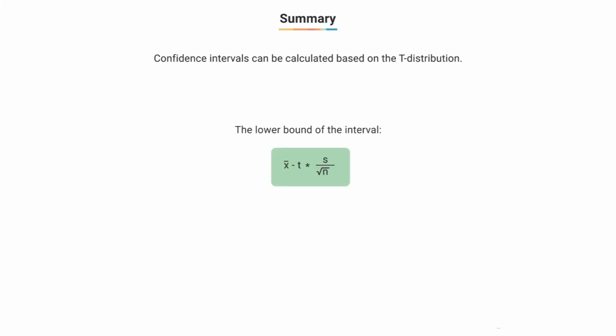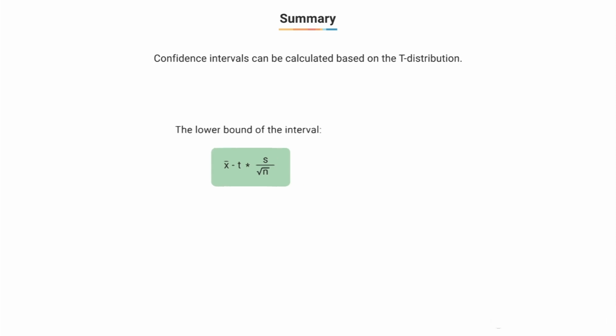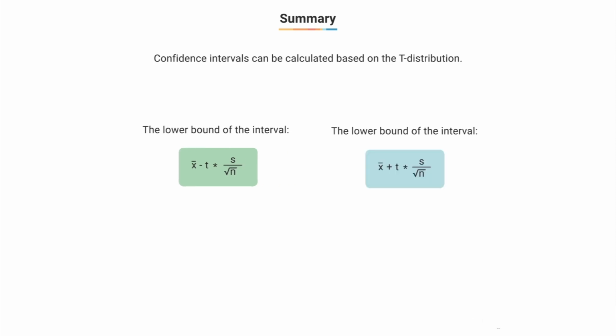Now if you use the t-distribution, then this is the formula for calculating the confidence interval. The lower bound of the interval is given by x bar minus t critical times s by square root n, and the upper bound is given by x bar plus t critical times s by square root n. Now using the z-distribution and t-distribution, you can estimate the confidence interval for any sample, whether the sample size is greater than 30 or less than 30.